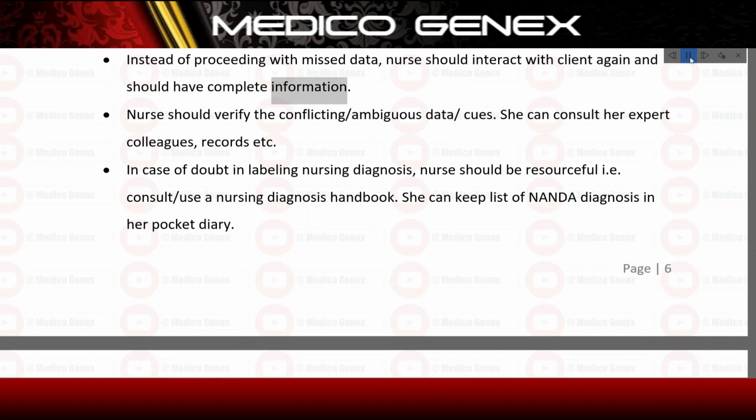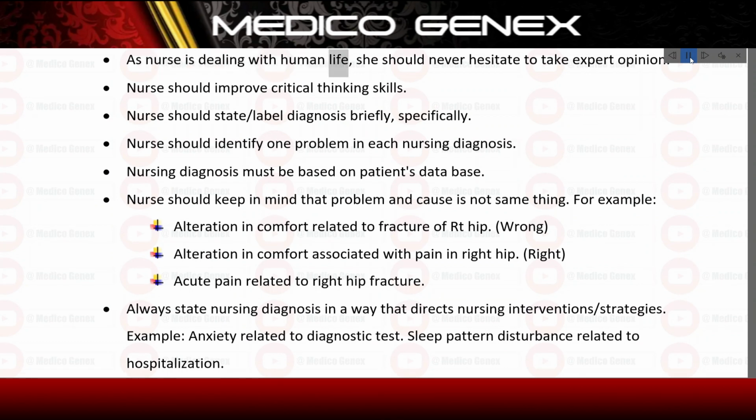Instead of proceeding with missed data, nurse should interact with client again and should have complete information. Nurse should verify the conflicting or ambiguous data or cues. She can consult her expert colleagues, records, etc. In case of doubt in labeling nursing diagnosis, nurse should be resourceful, i.e. consult or use a nursing diagnosis handbook. She can keep a list of NANDA diagnoses in her pocket diary. As nurse is dealing with human life, she should never hesitate to take expert opinion. Nurse should improve critical thinking skills.